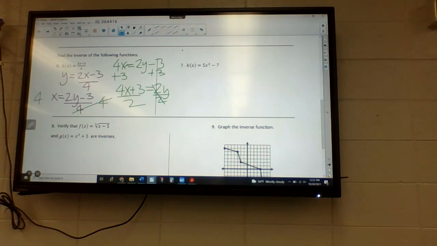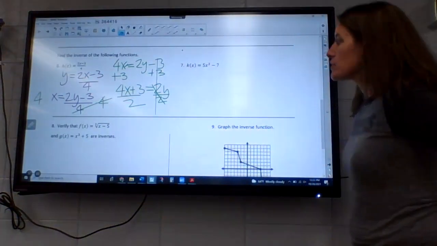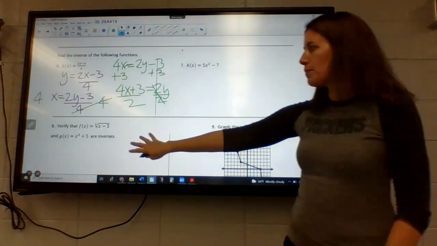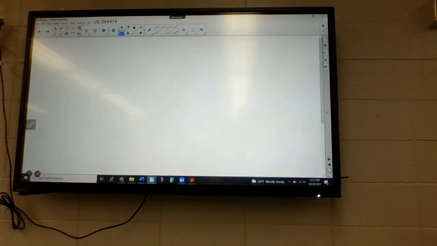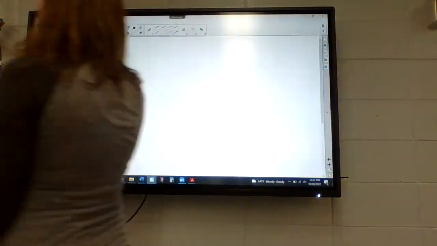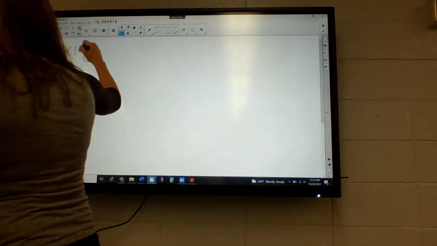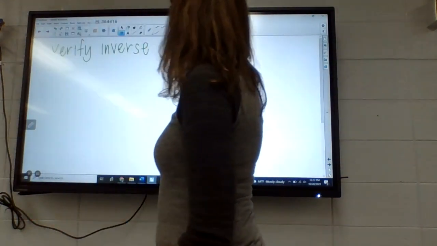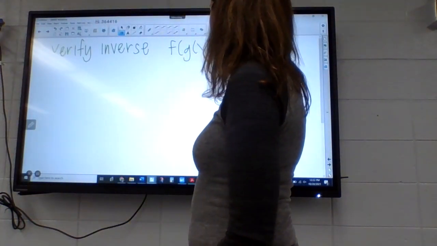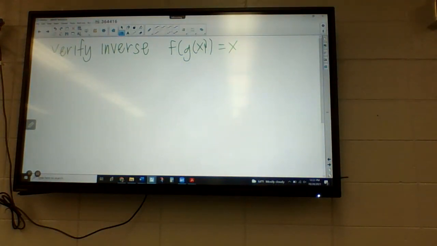So if it asks me to verify something's an inverse, I'm going to show you guys how these two are inverses of each other. Again, I don't want to do number 8 because that's the only example like that. So if it says to verify something's an inverse, what that means we have to do is put the other function into the other one and it should equal x.